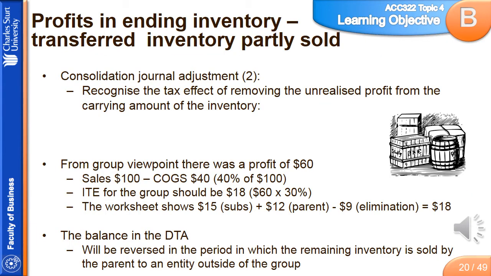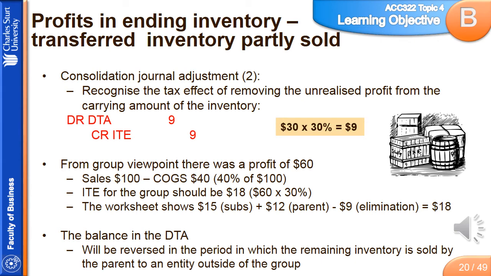And here we have the entry to record the tax effect for this transaction where 40% is sold externally and 60% still on hand. So instead of recognizing $50 times 30%, we're only going $30 times 30%, which equals $9, but the actual entries stay the same.